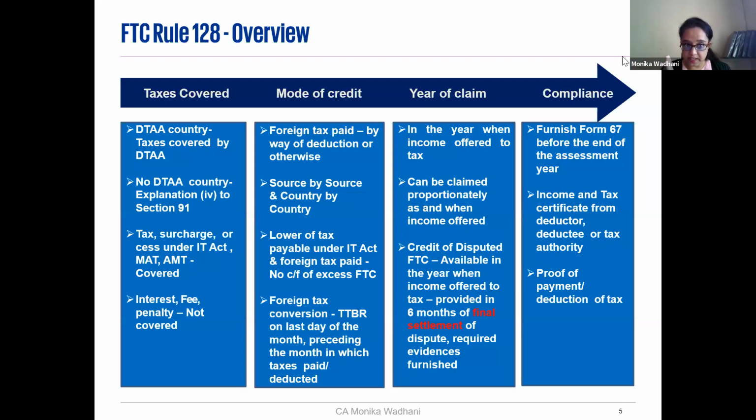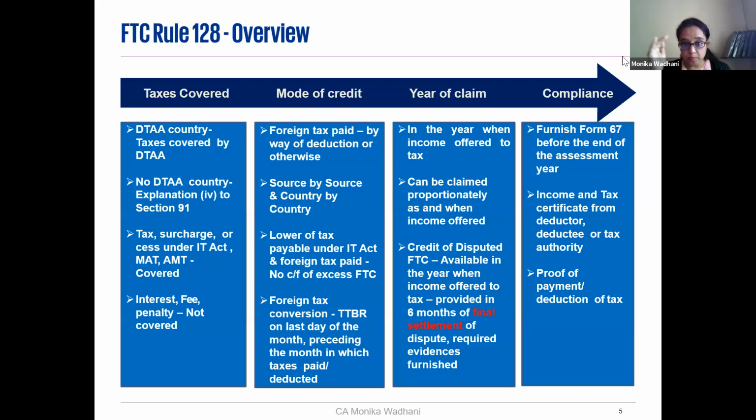Rule 128 says that if there is a DTAA, then you have to go back to the taxes which are covered by the DTAA. If there is no DTAA, in that case, you have to see Explanation 4 to section 91. All kinds of tax, surcharge or cess under the IT Act, and MAT, alternate minimum tax, etc. are covered. If it is interest, fee, penalty, etc., those are not considered as taxes and therefore are not eligible for FTC.